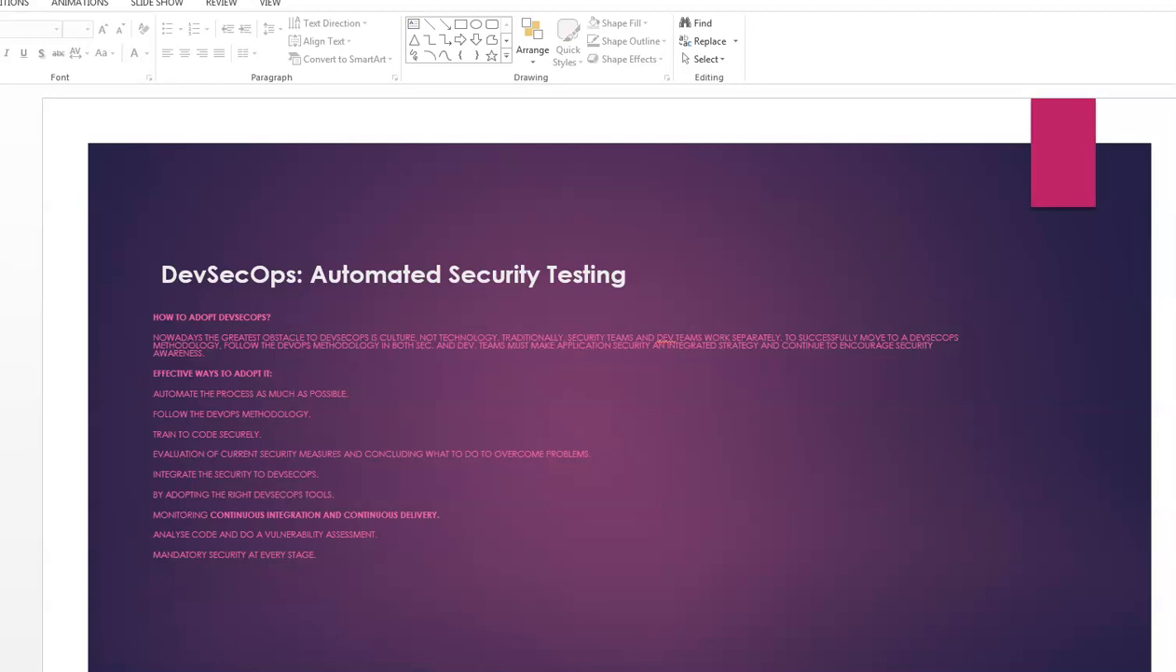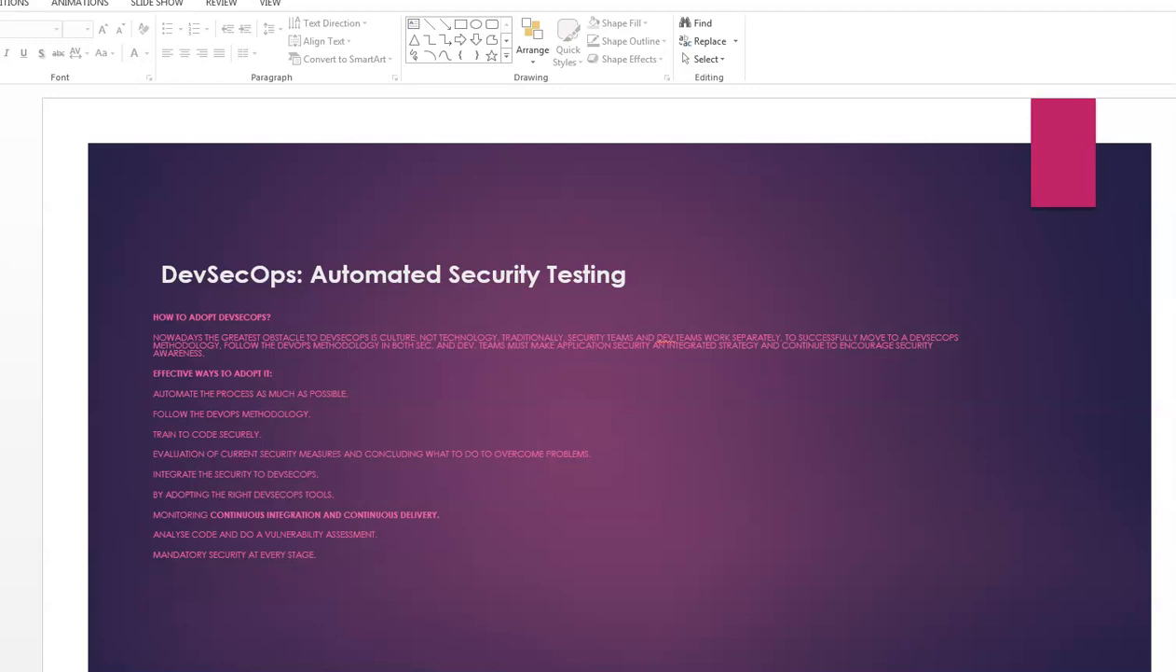Okay, there are some tools which need to be used. Analyze the code and try to find out whether there is any vulnerability or weak point in the code. If there is any weak point, we have to do a vulnerability assessment and then resolve it as soon as possible. Mandatory security at every stage of the SDLC life cycle.